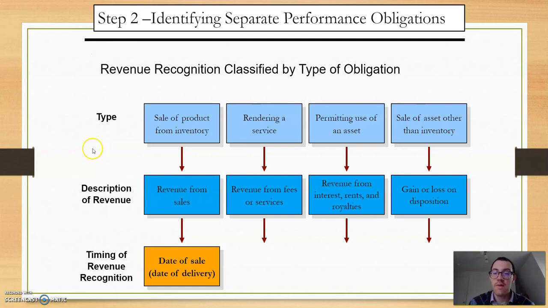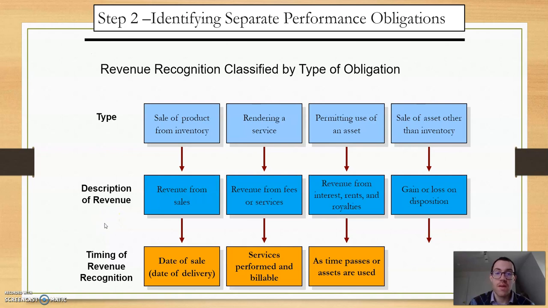And the timing of it: if you sell a product, usually you recognize it on the date of sale. Usually when you render a service, you recognize it when the service is performed and billable. For rent, it's usually as time passes or as the assets are used. And for gain or loss on disposition of an asset other than inventory, it's usually on the date of the sale or the trade-in.